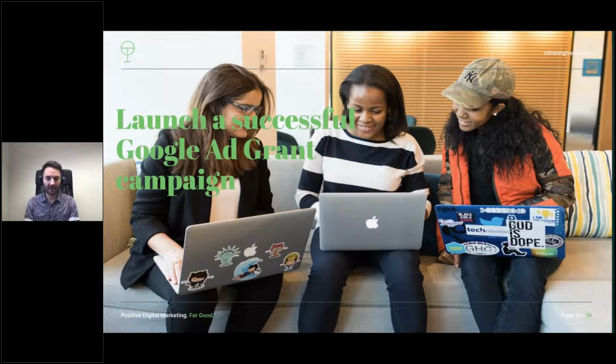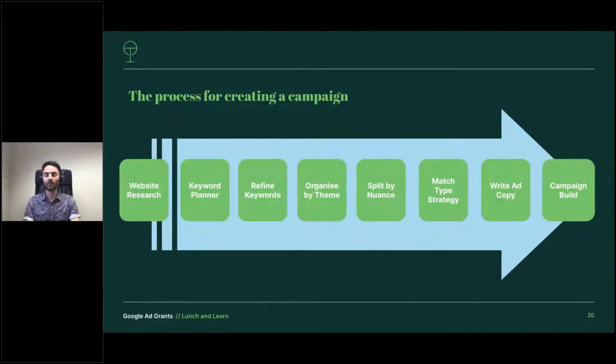So when it comes to launching your first campaign, there's a basic process that we'd suggest for creating that campaign. The first thing we'll do is website research. So it's taking a look at what you have on the website, what landing pages you have available, and which page you want to direct the traffic to. Once you've got an idea of which page or pages you want to be directing users to, you can then jump into Google Keyword Planner. There's a link in the resources section for that.